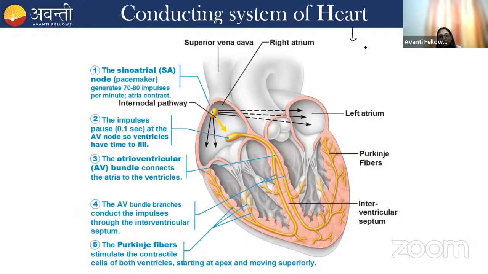Now the conduction of the heart. As you know, the heart is myogenic in nature. Myogenic means that the heart can initiate its own impulse. It does not require information from the brain to generate the impulse. And why can it generate its own impulse? Because it has the presence of nodal tissues. These nodal tissues are auto-excitable.